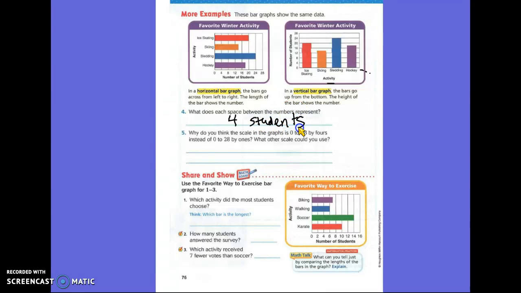Now, why do you think the scale in the graph is going from 0 to 28 by 4s instead of 0 to 28 by 1s? How would they do that? Cooper? I don't know. Well, it probably makes it easier for them to draw, maybe. But it may not make it easier on you, but it's to make it, Allie?